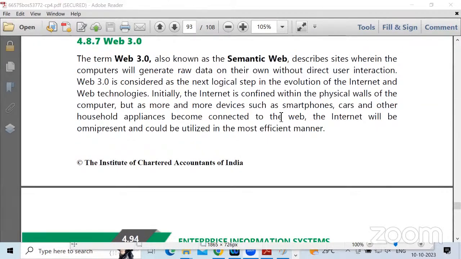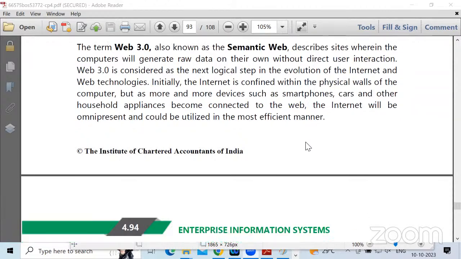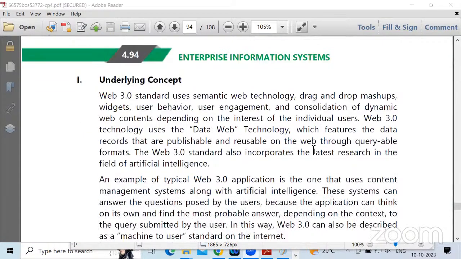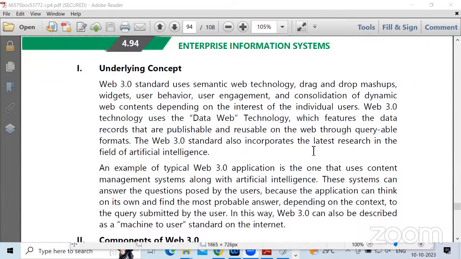It is an interactive website. What do you mean by interactive? You are able to talk and they are able to give comments. You can have likes or dislikes or comments. If you type something like birthday, immediately it is displayed to many people. So thereby you are able to interact with the website. Therefore, it's called Web 3.0 or the semantic web.